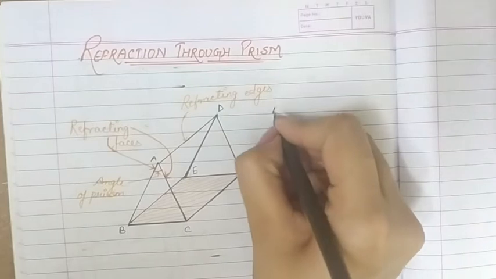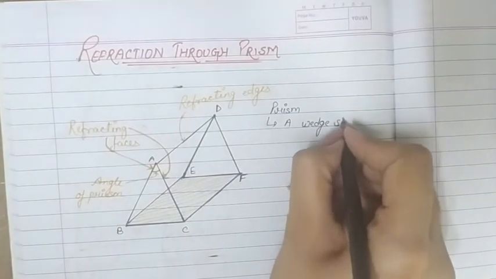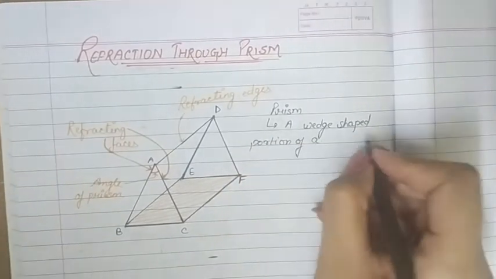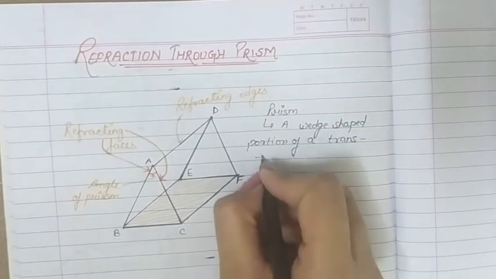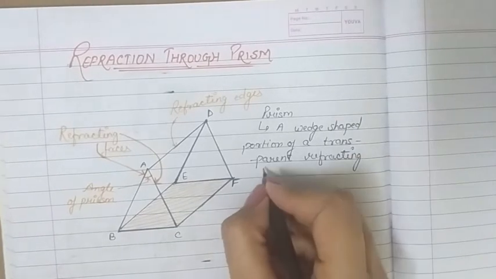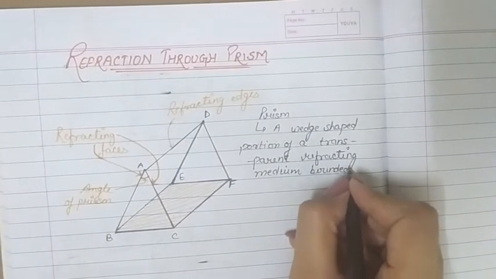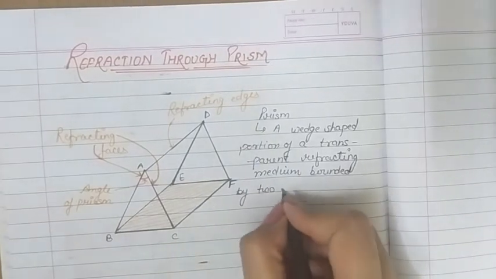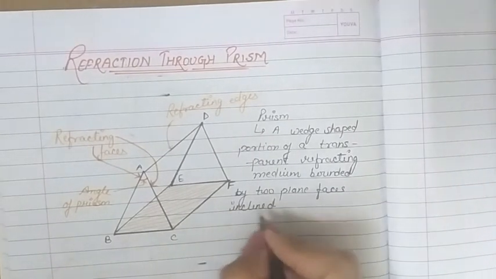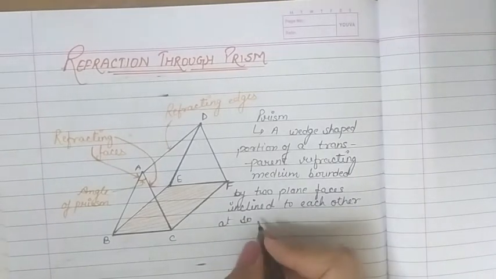So we can define a prism as a wedge shaped portion of a transparent refracting medium bounded by two plane faces inclined to each other at a certain angle.